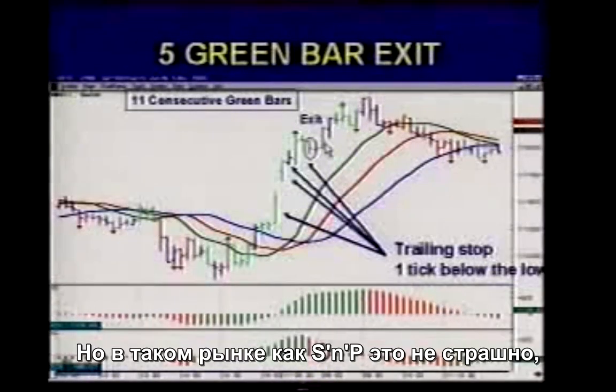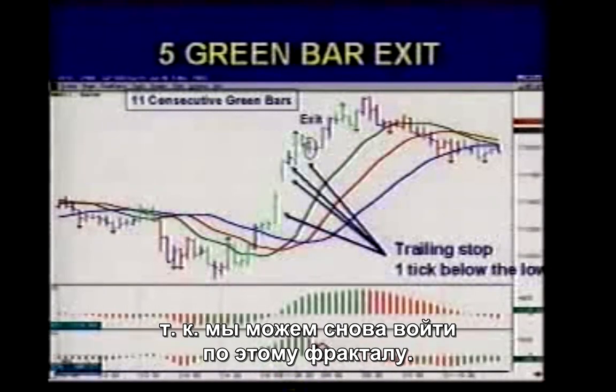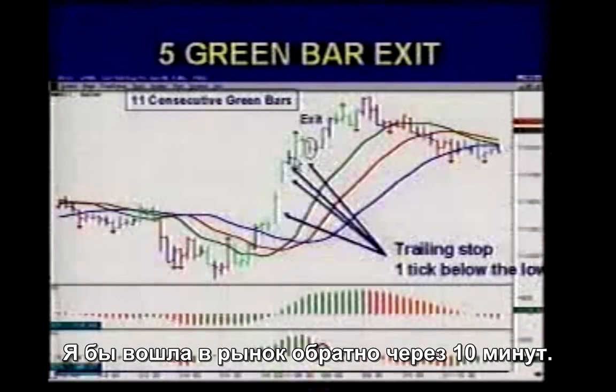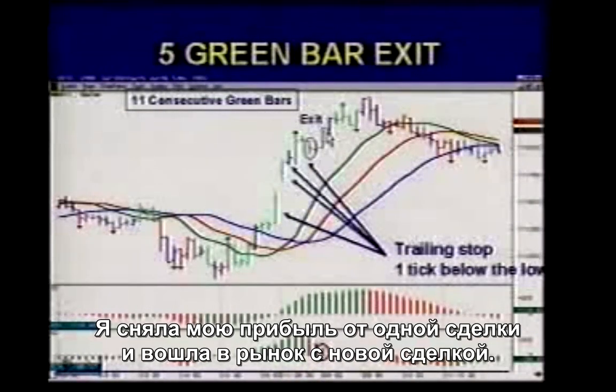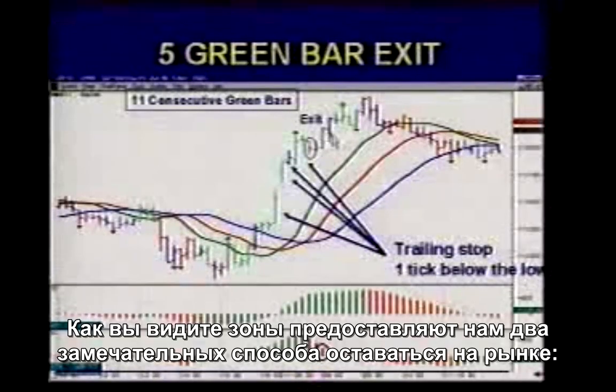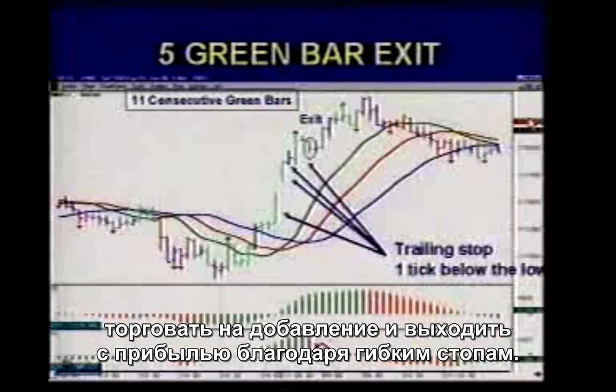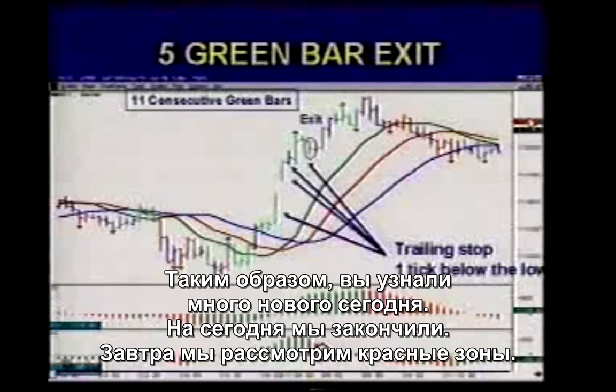But again, in a market like the S&P, that's okay because if I wanted to get back in, here was my fractal. I was in 10 minutes later. Took my profit from this move and was back in right here. So you can see that the zones actually create 2 very great ways to be in the market, trading, adding on, and also exiting. So you've learned a lot today.